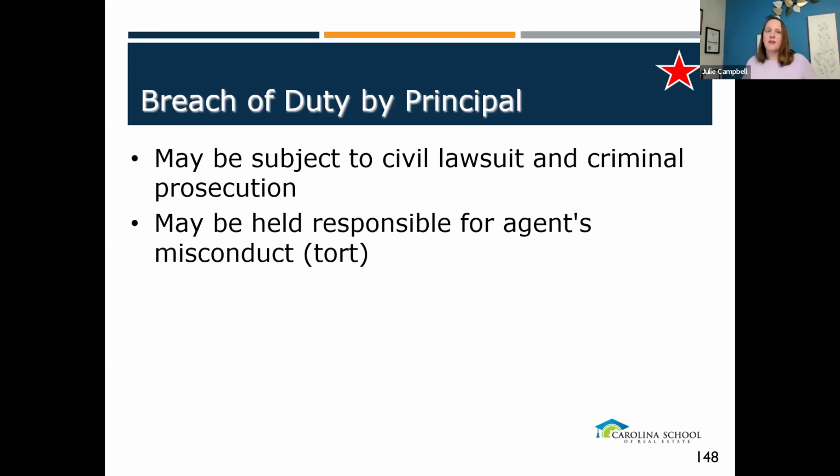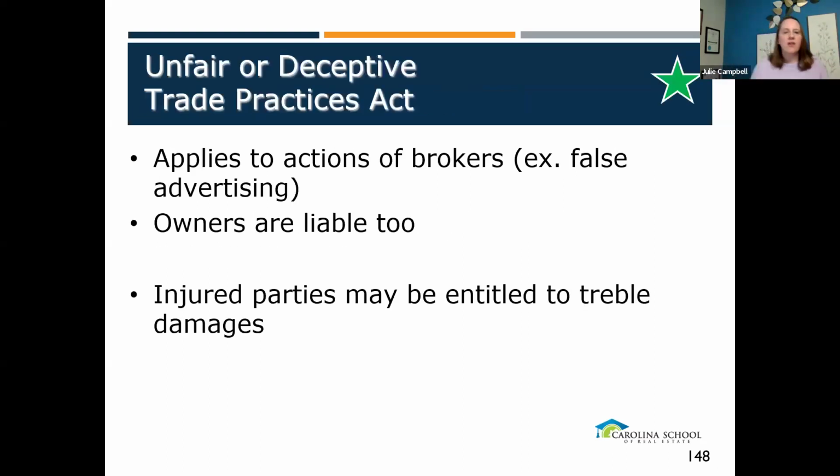So remember, you guys, the seller gets to hide behind caveat emptor. The broker is bound by license law and commission rule. The seller doesn't have to disclose. License law and commission rule says the broker does. In addition to license law and commission rule, there are several other acts that apply to our situation.